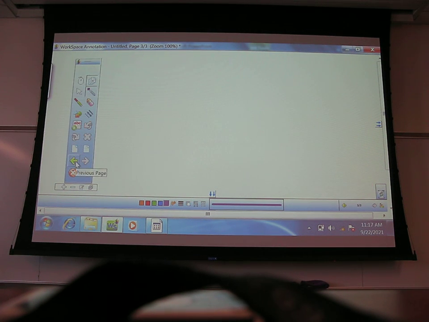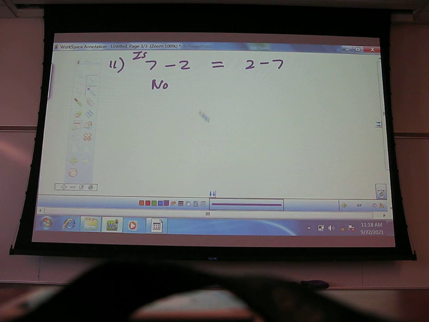Great. And then 11, the commutative property applies to addition and to multiplication of real numbers. Does it apply to subtraction of real numbers? Commutative means you can move them around. So if I have 7 minus 2, is 7 minus 2 the same as 2 minus 7? Can I do that? Nope. And there's an example right there where it doesn't work. Does that make sense?